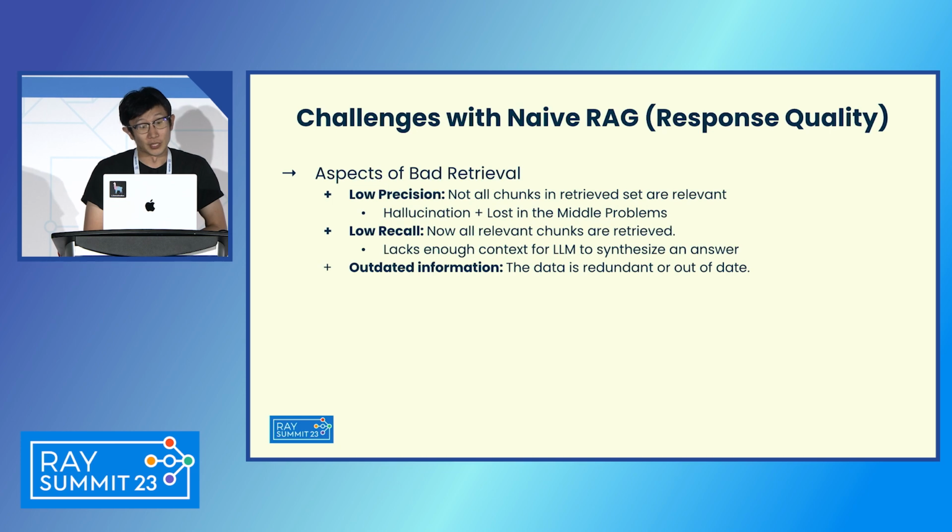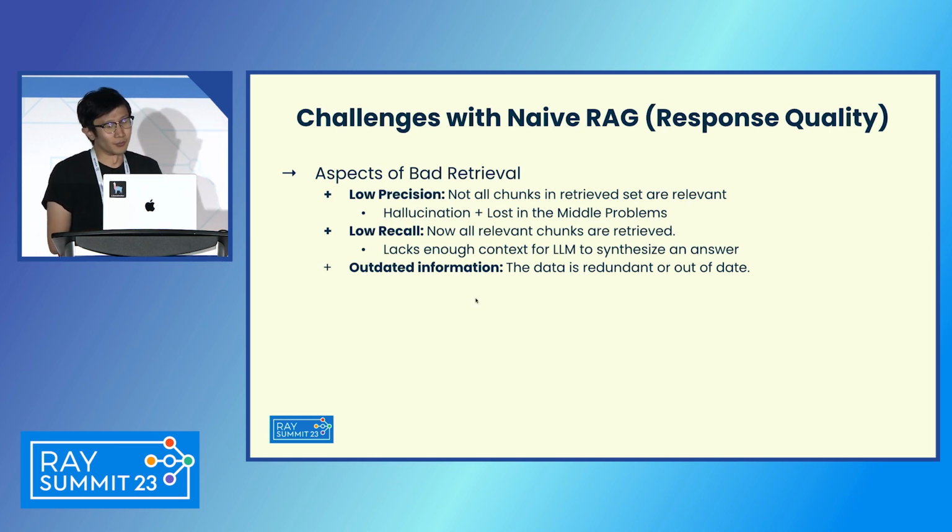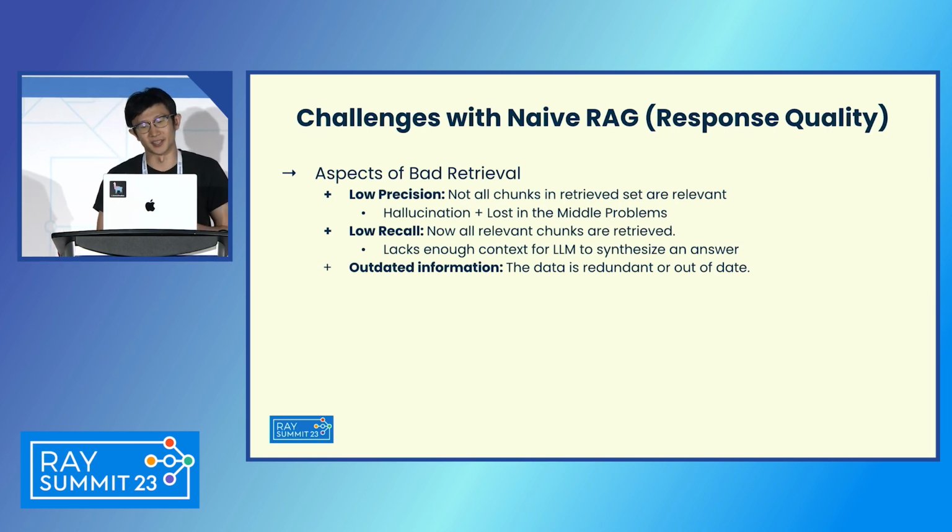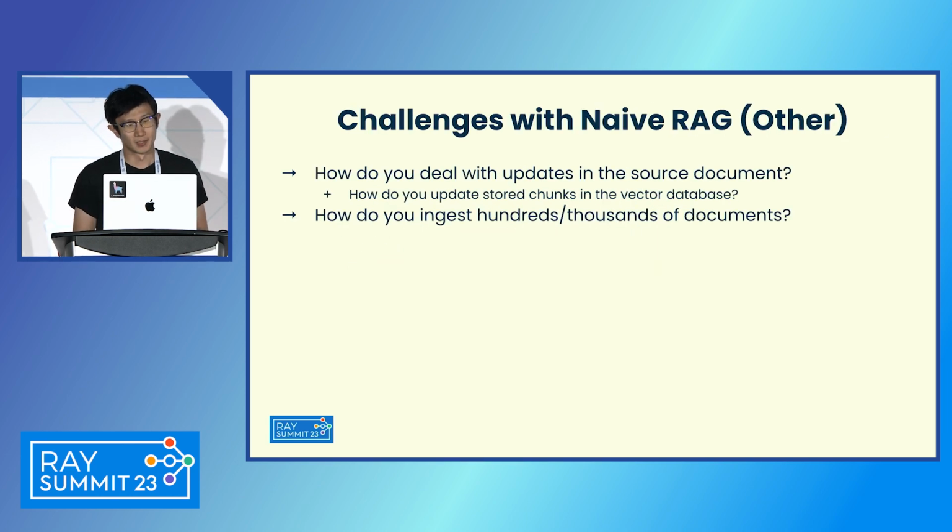There's also low recall. Not all the relevant chunks are actually retrieved. So if you're missing crucial context, this means that your LLM doesn't have enough context to synthesize a proper answer. There's outdated information as well, like the data is redundant or out of date.